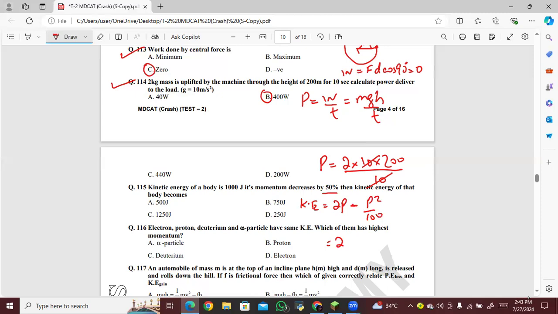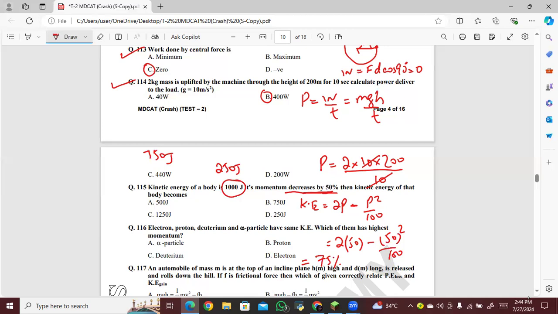Momentum is decreasing by 50%. You put the percentage here. 2 into 50 minus 50 square over 100. So it becomes 100 minus 25. It is 75. So kinetic energy decreases by 75%. So when 1000 decreases by 75%, 75% of 1000 is 750.